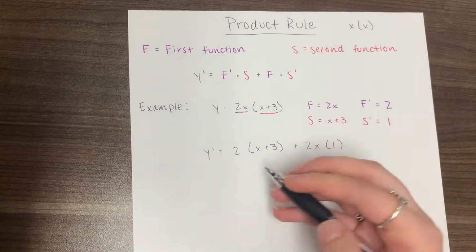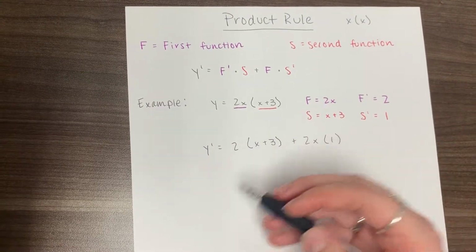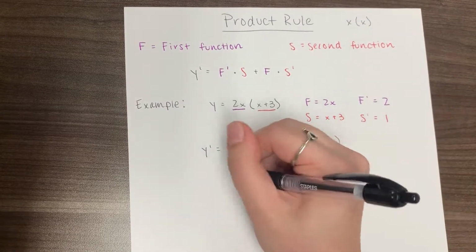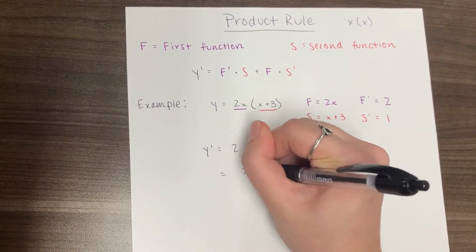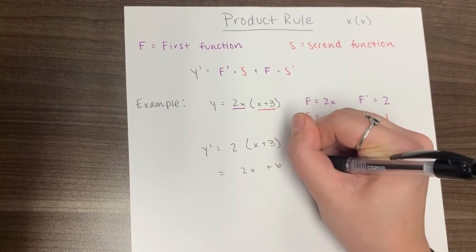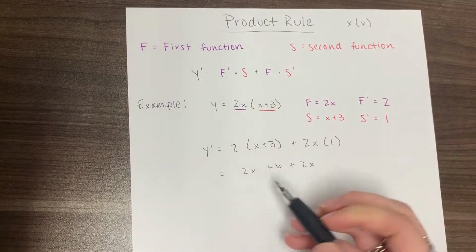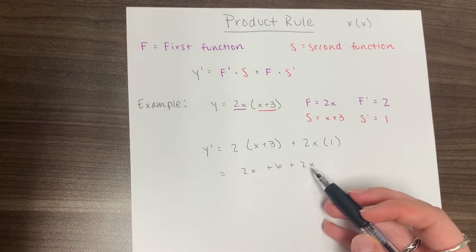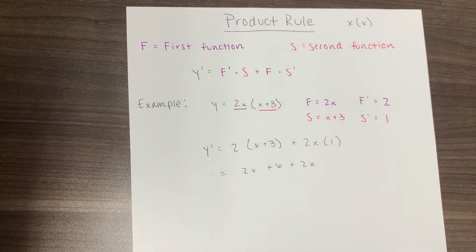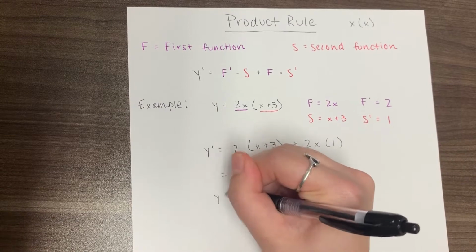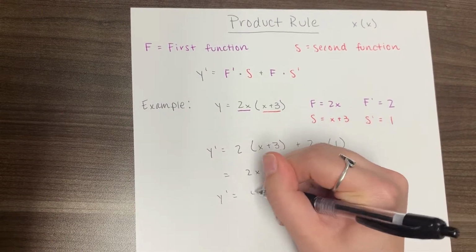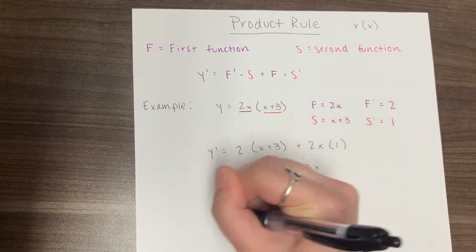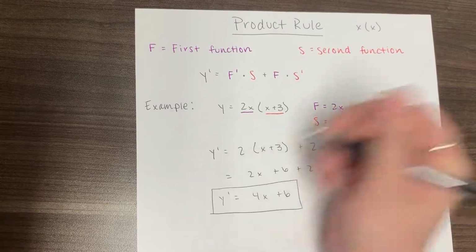So now you just distribute all the coefficients, and you find that this all equals 2x plus 6 plus 2x. And so now obviously 2x and 2x have the same value at the end, so we can combine those like terms, and we see that y prime equals 4x plus 6, and that is your answer.